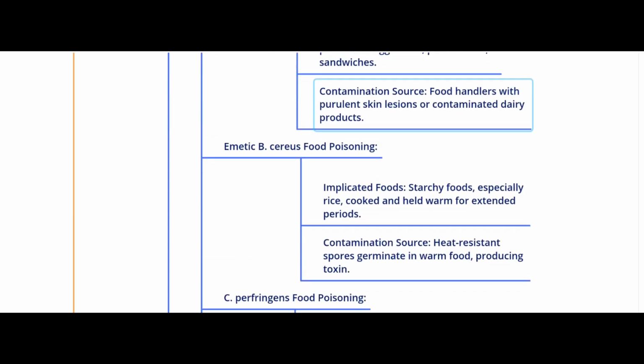If we have the emetic Bacillus cereus, the food is usually starchy, since Bacillus cereus loves starch, and especially rice. So if you have the exam, you will have the classical question of someone who ate leftover fried rice from the fridge and got diarrhea within 6 to 8 hours after eating it, or within 4 hours. Usually it is Bacillus cereus. The contamination source is heat-resistant spores that germinate in warm food and produce toxins.